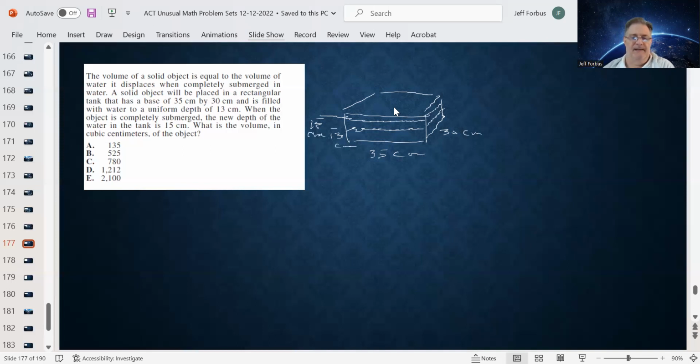Okay, so the initial volume, V sub I, is just going to be 35 times 30 times 13. When you multiply those three numbers together, you get 13,650 centimeters cubed.